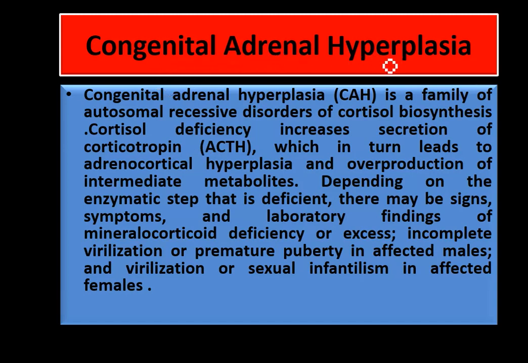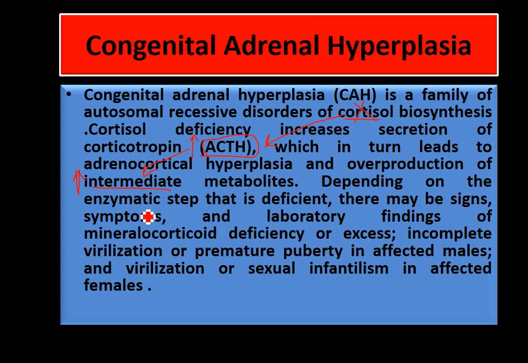Congenital adrenal hyperplasia is a family of autosomal recessive disorders of cortisol biosynthesis. The cortisol deficiency results in an increase in the secretion of ACTH, corticotropin. So when there is deficiency of cortisol, this will result in increased ACTH, and the ACTH in turn leads to adrenocortical hyperplasia and overproduction of the intermediate metabolite.